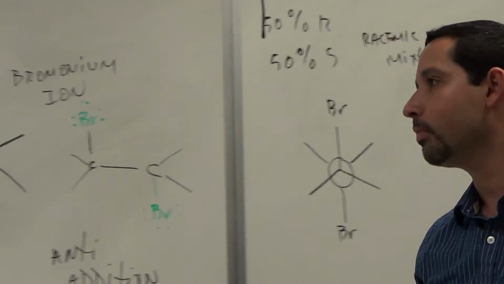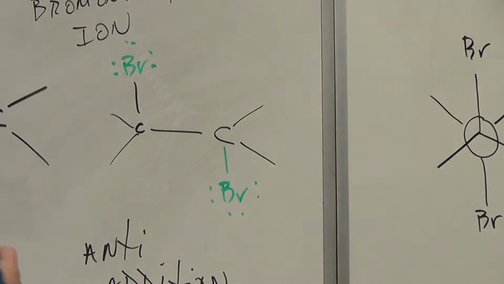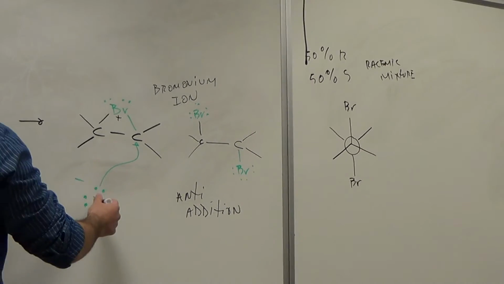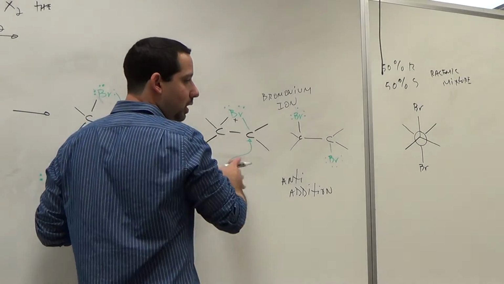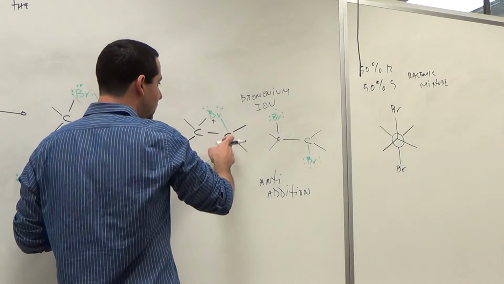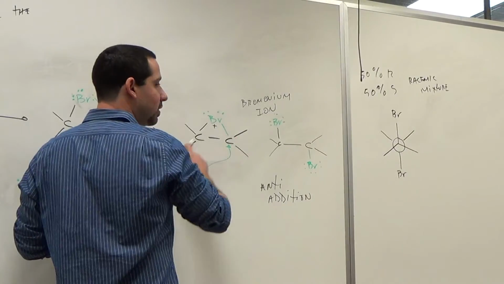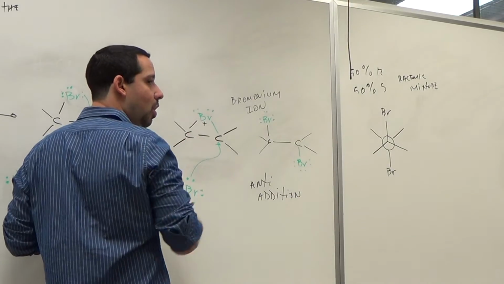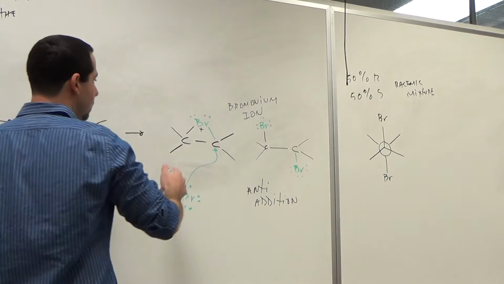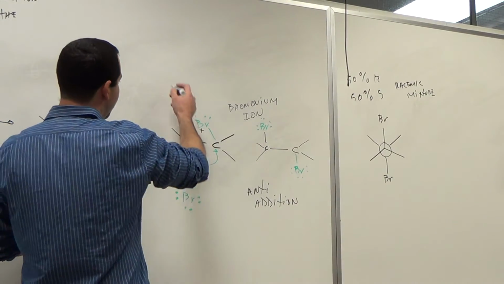Oh, nice. Now, the attack here, I want you to make a note. If anything will attack here, if there is a choice of attack, it will attack the carbon that has fewer hydrogens on it. Because a resonance structure of this would look like this.